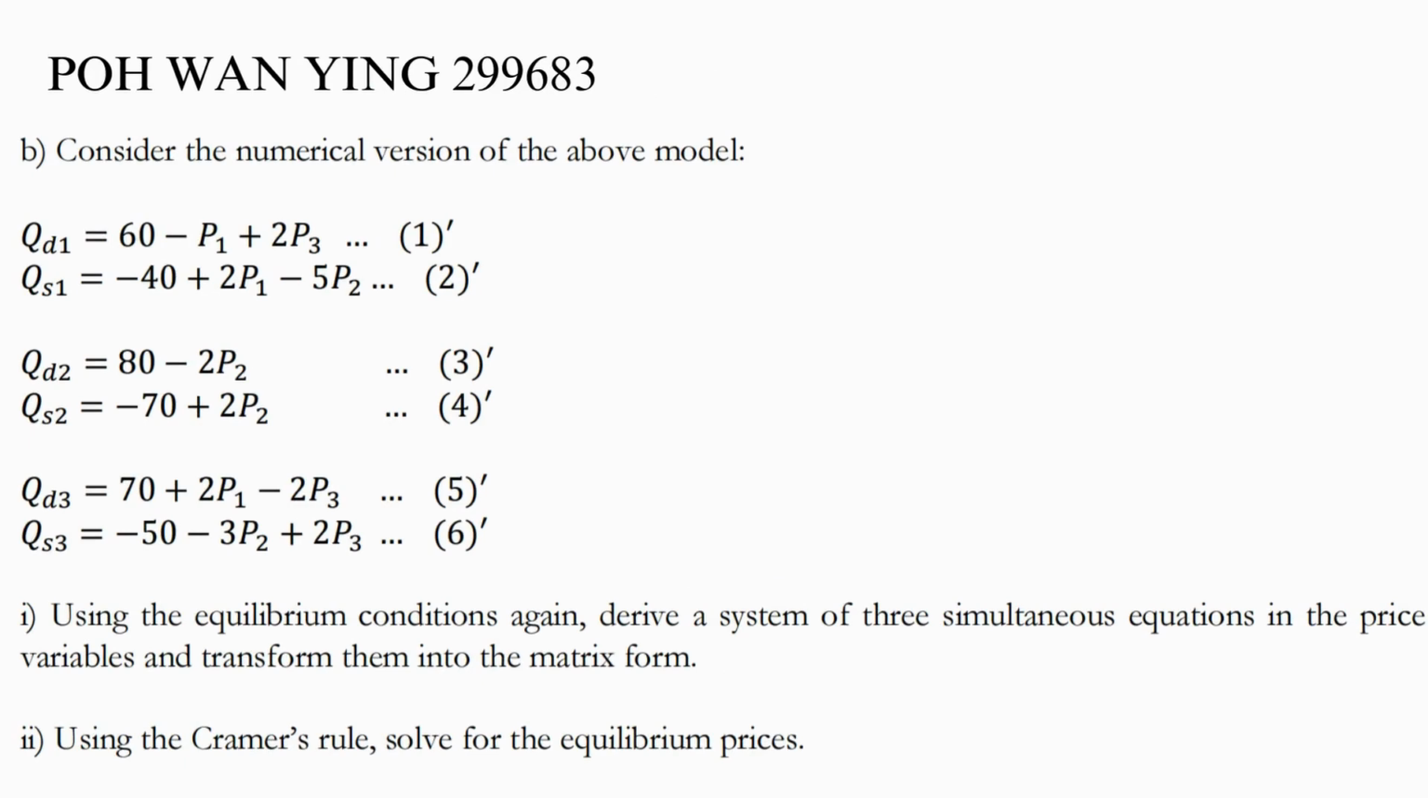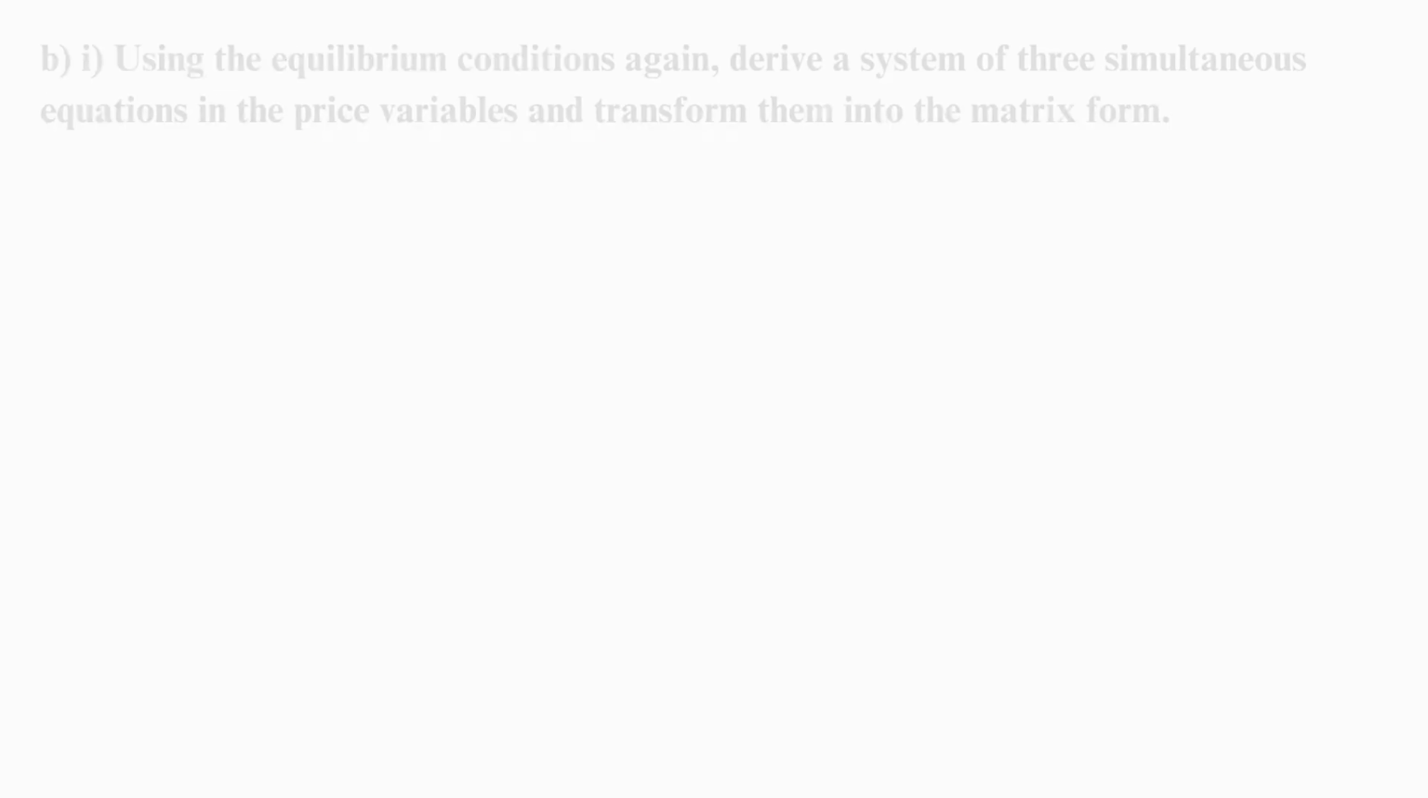Today, I want to solve two questions, B1 and B2. B1 is using the equilibrium conditions again, derive a system of three simultaneous equations in the price variables and transform them into the matrix form. B2 is using Cramer's rule, solve for the equilibrium price.